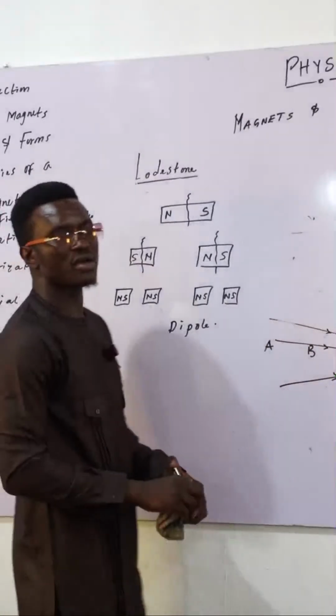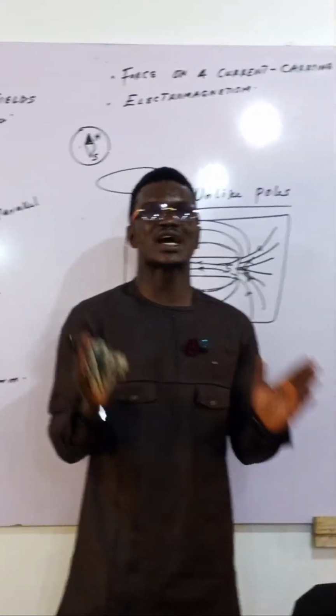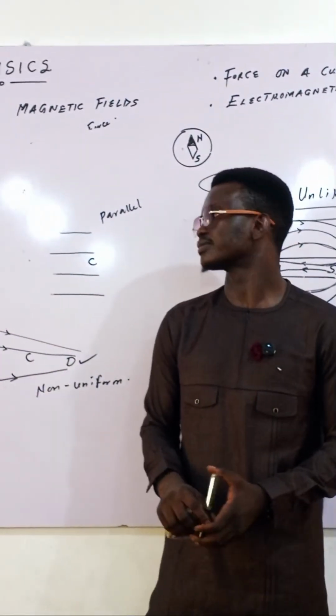So a magnet always exists as what? Dipole. The north and south can never be separated. Are you there?